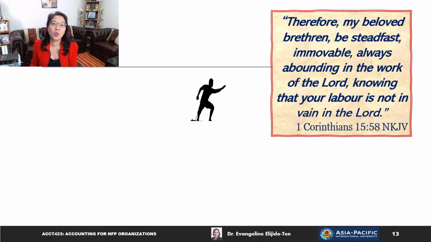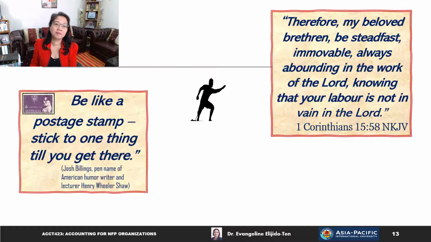I like this quote from Josh Billings. He's actually an American humor writer and lecturer. Josh Billings is just his pen name, but his real name is Henry Wheeler Shaw. This is what he said: Be like a postage stamp. Stick to one thing until you get there. Isn't that wonderful? All right.